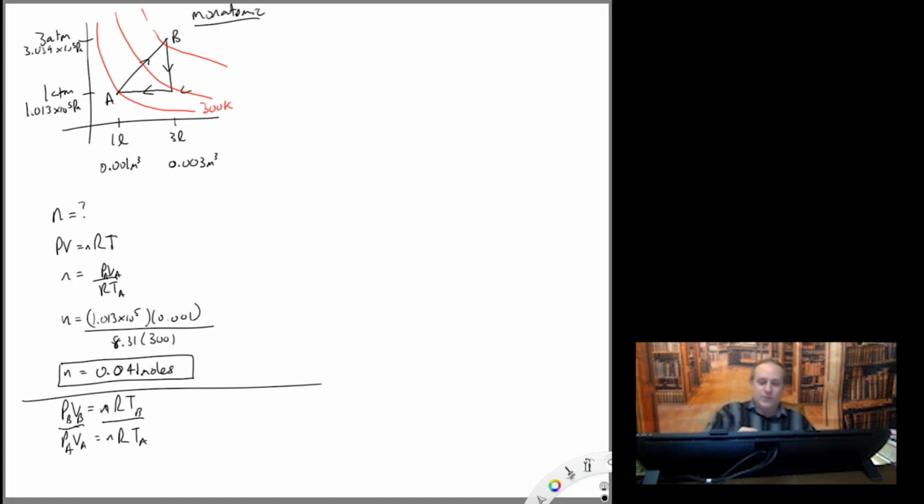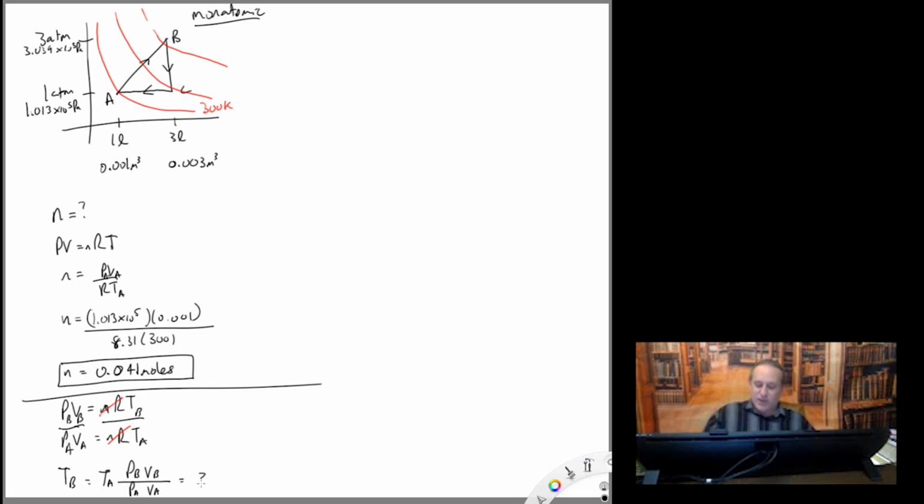Then we divide those equations. When we do, the n and the R cancel, and the P's don't cancel because the pressures are not the same, and the V's also don't cancel because they're not the same. So nothing else can really be simplified, and we get that TB equals TA times PB VB over PA VA.